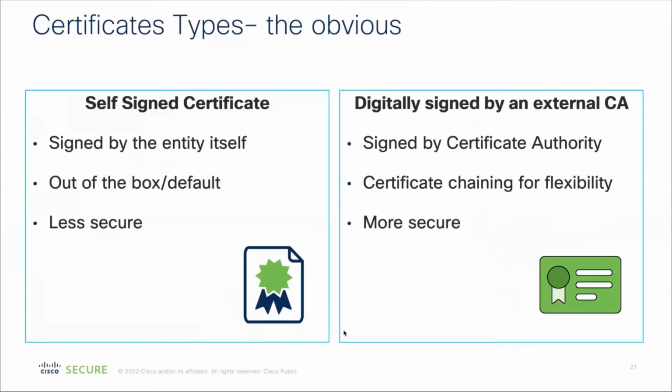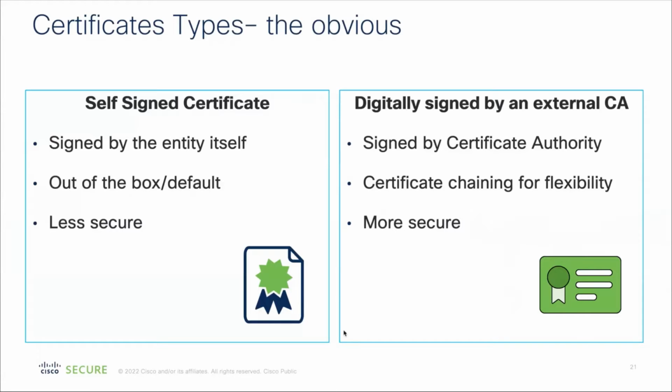So the certificates, in broader terminology, we can categorize into two types. One is called a self-signed certificate, and the second one is digitally signed by an external entity, an external certificate authority. Coming down to the self-signed certificate, it's signed by the entity itself. It's something like I'm proving myself that I'm Pawan.